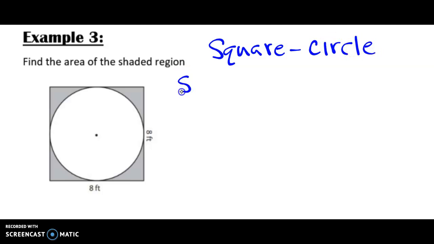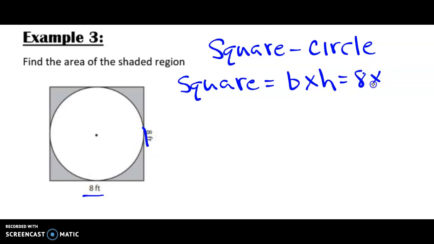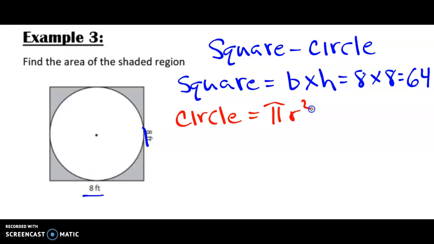So the first part is we need our square area, and the area of a square is your base times your height. So my base is 8, my height is 8, so 8 times 8 gives us an area of 64. To find that circle, my circle formula is pi r squared, where r is the radius of my circle.